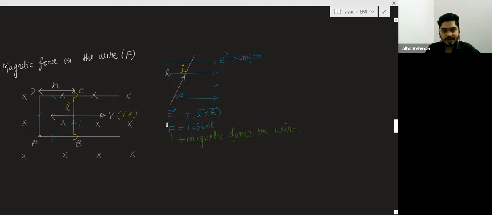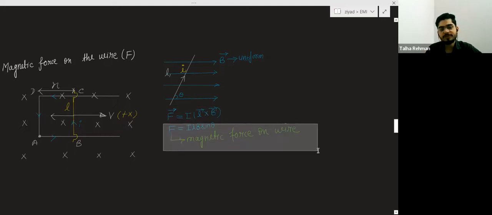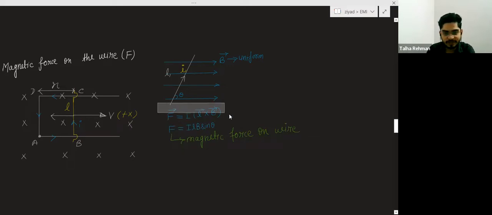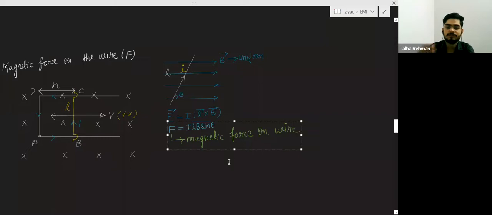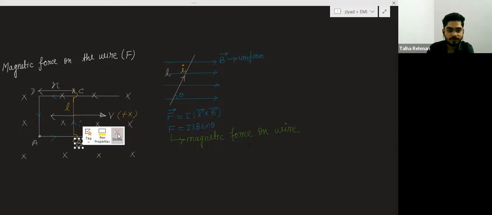The formula of the magnetic force on the wire is given by I L B sine theta. In vector form it is written like this; in scalar form we can write it this way, and basically we will use this formula. Have you understood why we are calculating the magnetic force on the wire? Because there is an induced current in the wire, and that wire is present in the magnetic field, so due to the magnetic field there will be a magnetic force on the wire.